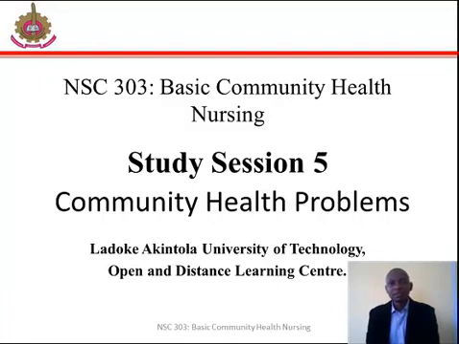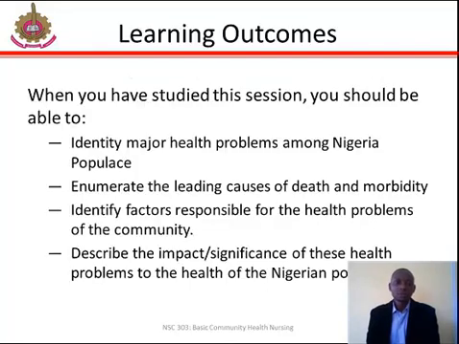Nigeria's overall health system performance was ranked 187th among 191 member states of World Health Organization in year 2000. The prevalence rates of most diseases are high, thus increasing morbidity and mortality rates. This unit will look at some of these health problems and factors responsible, and look at the impact of this health problem on general health of Nigerian populace.